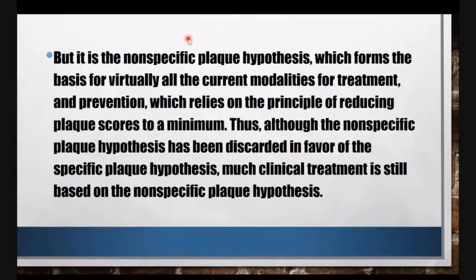Now what else do we have? That is the non-specific plaque hypothesis, which form the basis for virtually all the current modalities for treatment and preventions, which relies on the principle of reducing plaque scores to minimum. Although non-specific plaque hypotheses have been discarded in favor of a specific plaque hypothesis, much clinical treatment is still based on the specific plaque hypothesis. And I think this is correct: there is a specific type of bacteria that causes gingivitis and periodontitis, and if it is not present, it will not happen. It may be so in some types. This is the specific plaque hypothesis.